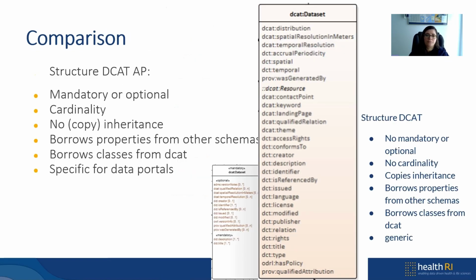So in comparison, you see that DCAT AP will have information about a property being mandatory or optional. You'll see the cardinality. Is it one value that you're expecting for that property, or is it 0 until infinite? It borrows properties and classes from DCAT and is specific for data portals. Well, and then DCAT is something more general. It does not give you any constraints about how many values you should have per property and which properties are mandatory or optional.